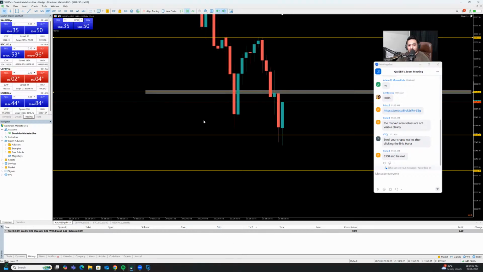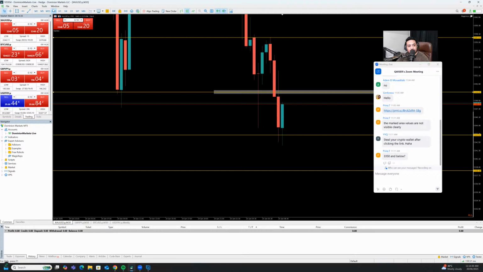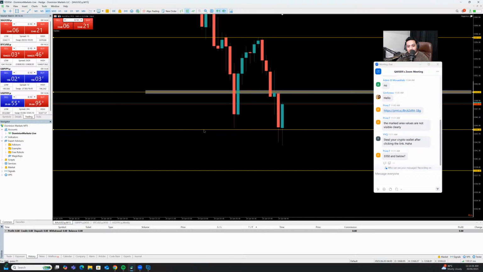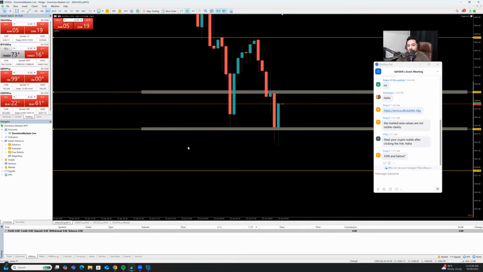A few seconds left for the 30-minute candle to close, and I want this candle to break and close above this area so I can give my trade a chance. Yes. So I think we're going to create a support here now. Now we have proper support and resistance. That's it. Here we go. So the 30-minute candle just closed.